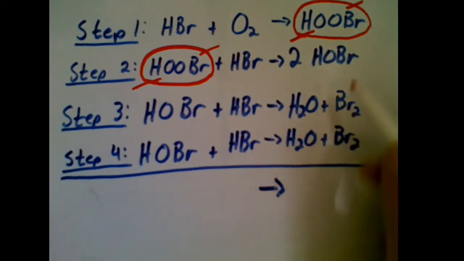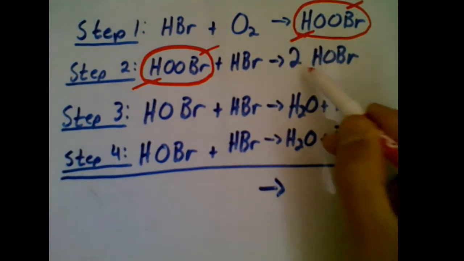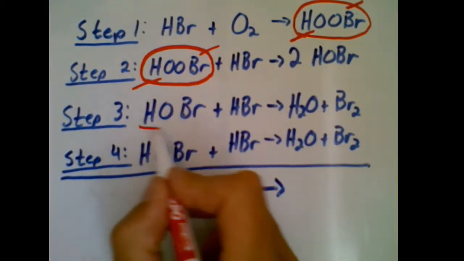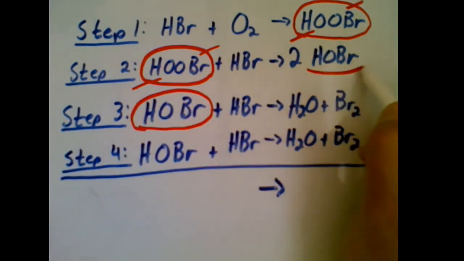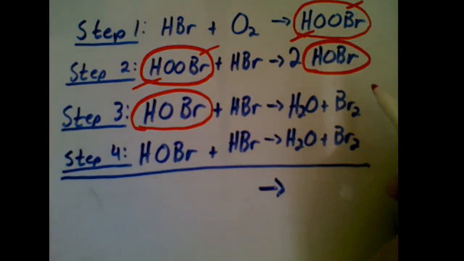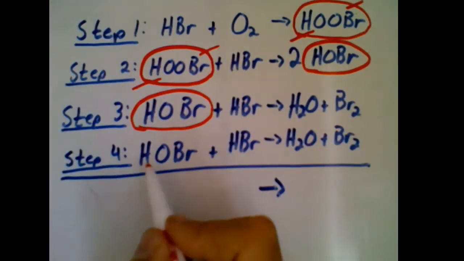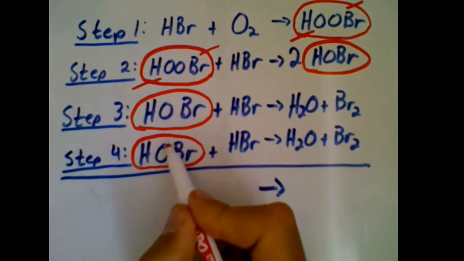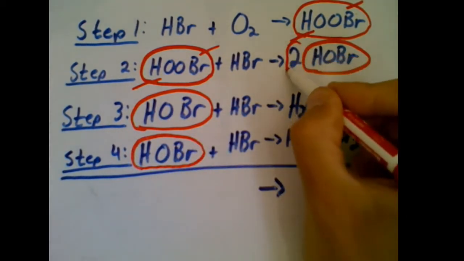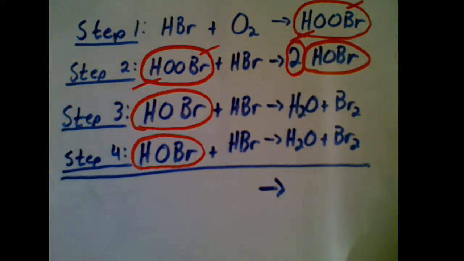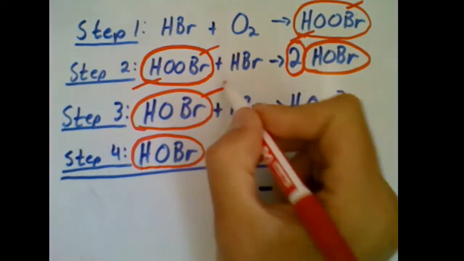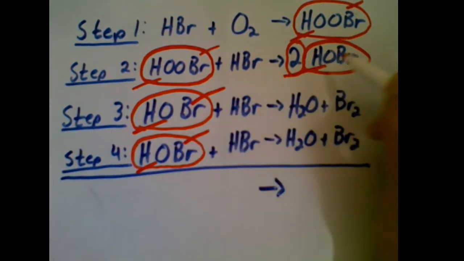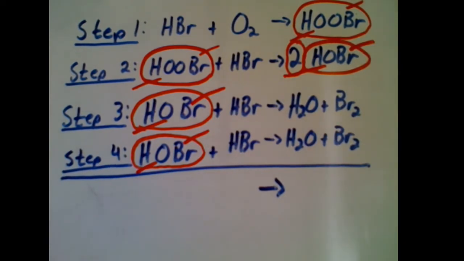The next thing we could take a look at is it produced HOBr, and it actually produced two of them. HOBr shows up on that side as well, so on the left and the right. HOBr then shows up again in the final step. That means that we have two of them, so it means that both ended up getting used up. So those substances we would effectively cancel out. We would cross them off, and they would not be included in our overall reaction.